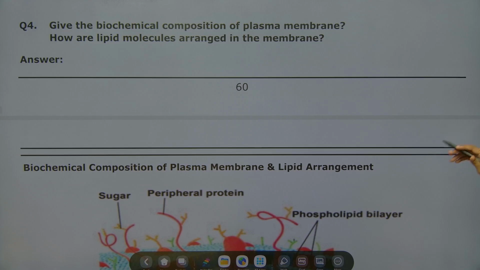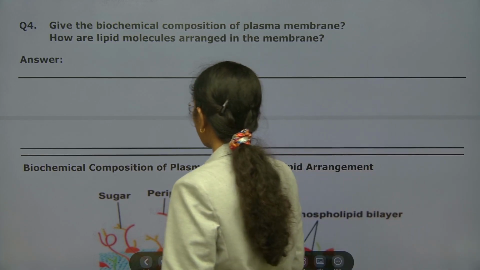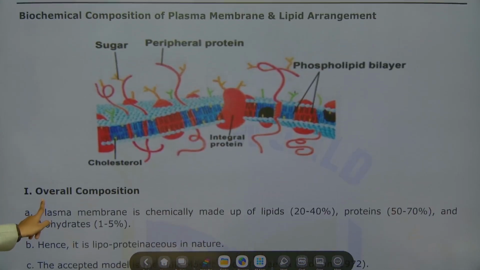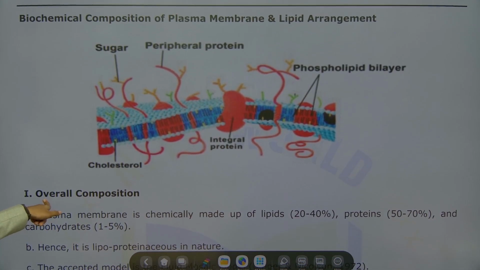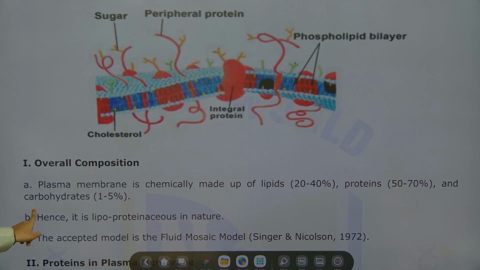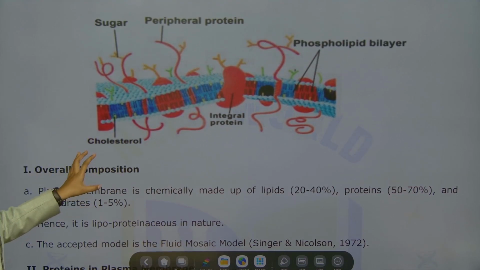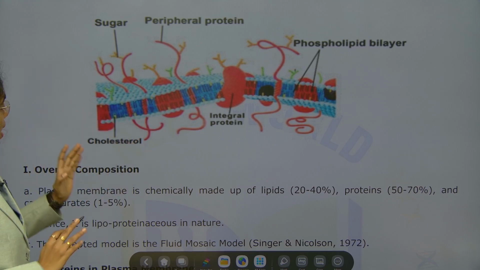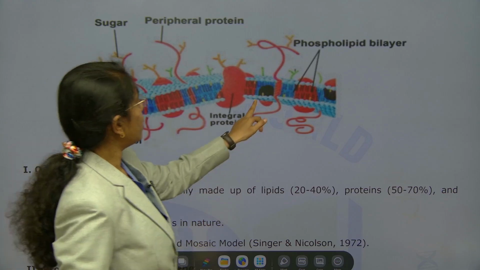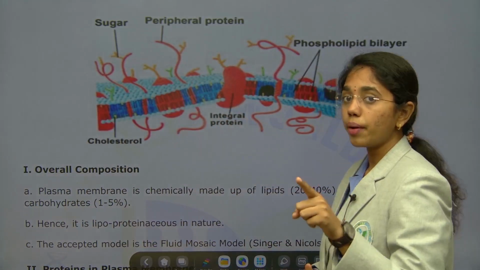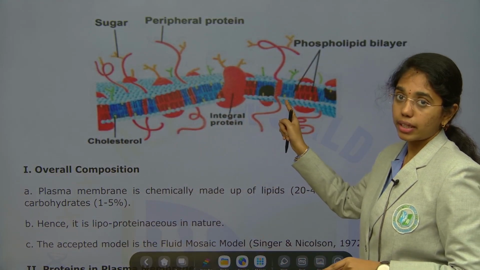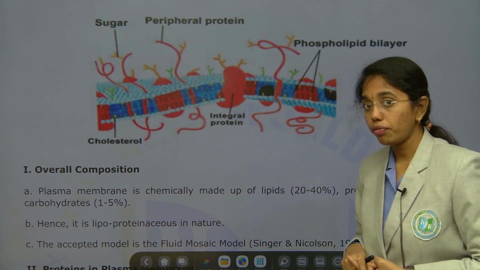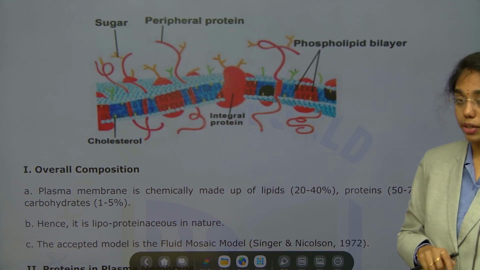Next we move on to give the biochemical composition of the plasma membrane, and how lipid molecules are arranged in the membrane. First, take the fluid mosaic model as a standard example. Give the structural description of the plasma membrane. First, elaborate the composition. It has lipids, which have hydrophilic heads and hydrophobic tails. Mention what types of lipids are present, like phospholipids, glycolipids and so on.